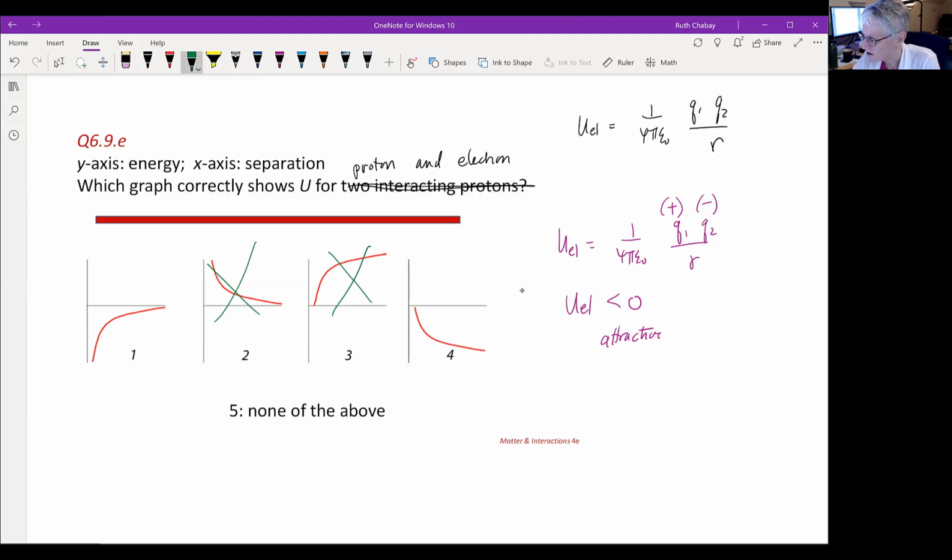Now, how do you distinguish between 1 and 4? Well, now we actually have to look at the other part of the equation. We have to look at R. And when R goes to infinity, it becomes a very big number. And if you divide by a big number, you get a small number. So the potential energy must go to 0. So U goes to 0 as R goes to infinity. And when R gets very small, it's large but negative. Okay, so that doesn't have the right properties.